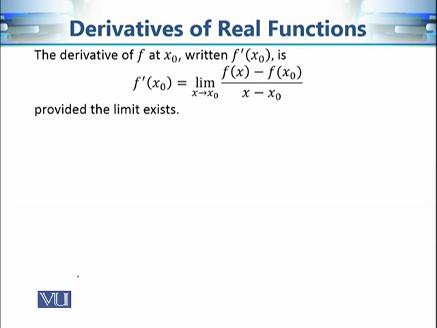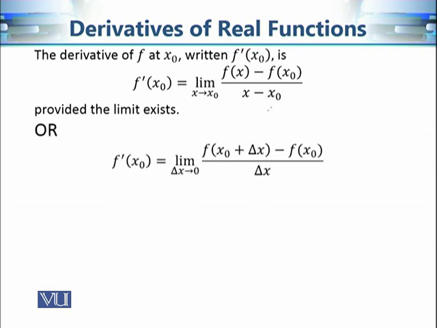Now, starting with a review of the real derivative case, if we have a real valued function of one variable x, then the derivative of the function f at point x0 is defined in the following way. It is basically the limit of f of x minus f of x0 divided by x minus x0, as the variable x approaches the point x0.